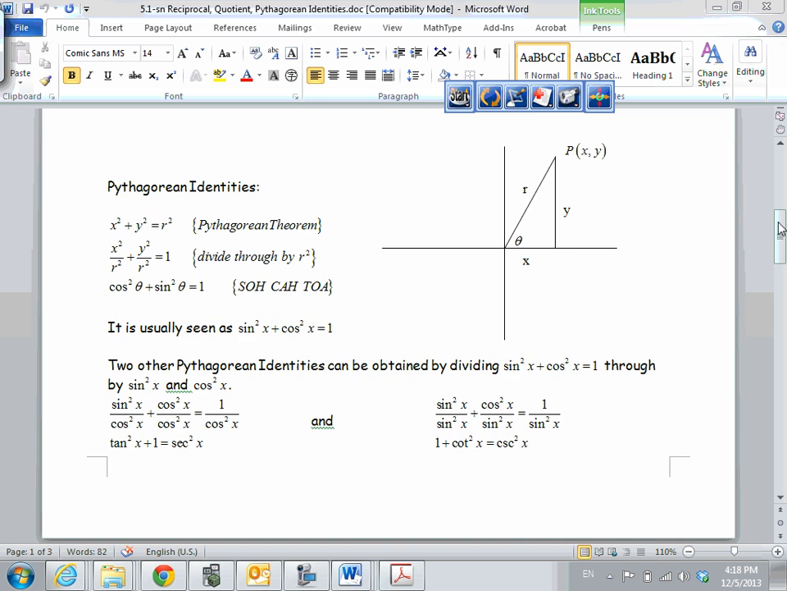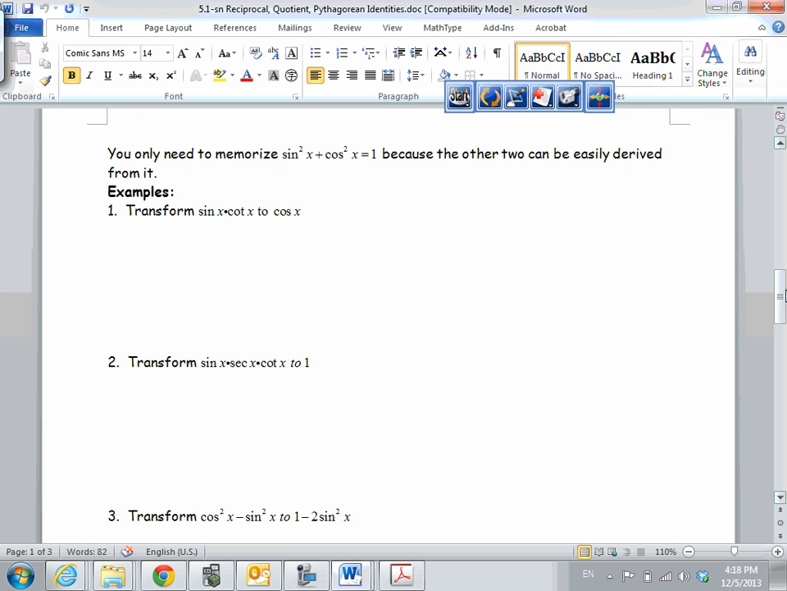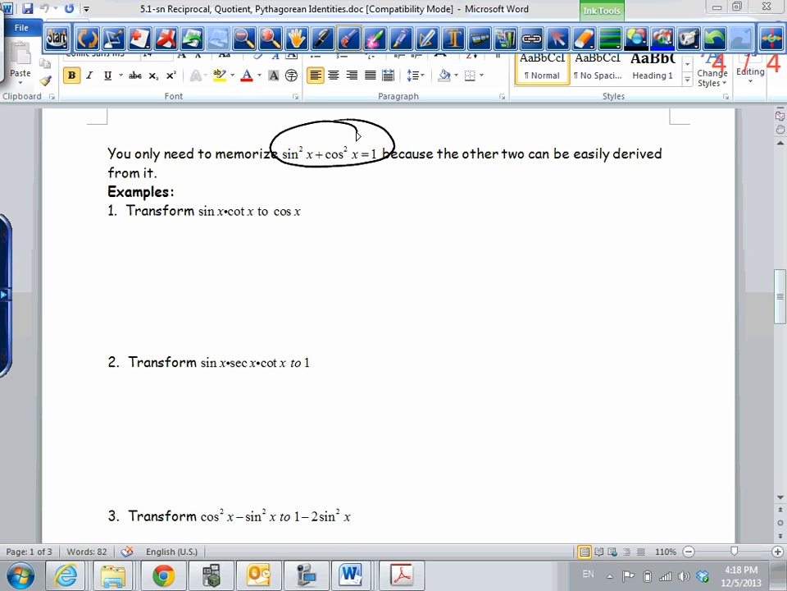Flip it over to the back. You will need to memorize at least this one, sine squared theta plus cosine squared theta, for sure. You will probably end up memorizing it without knowing it. But yeah. So number one, we're going to change this to this.